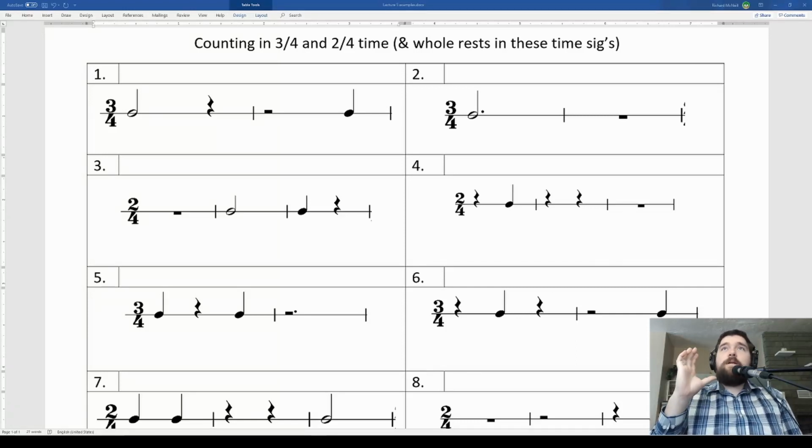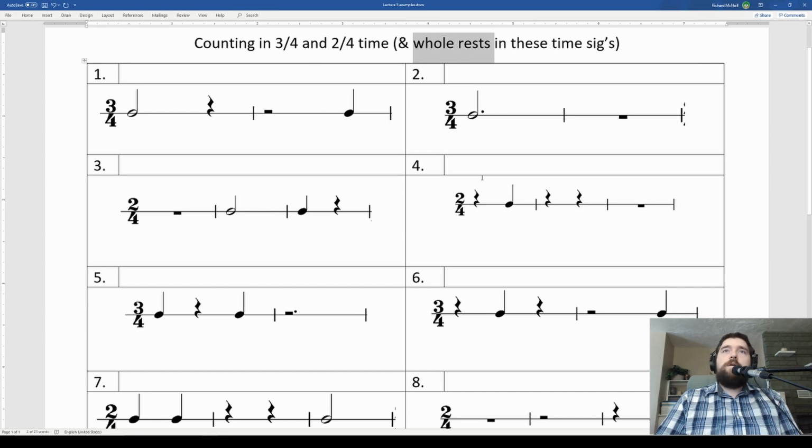So we are going to be talking about, for this lecture, how do we count in 3/4 and 2/4 time. Also, we need to investigate what happens to whole rest when it is used in these time signatures. Now, I am assuming that you have already watched Lecture 3 in this series. So I'm not going to be going over any of the notes or rests and how many beats they get in these time signatures. That's all covered in Lecture 3.